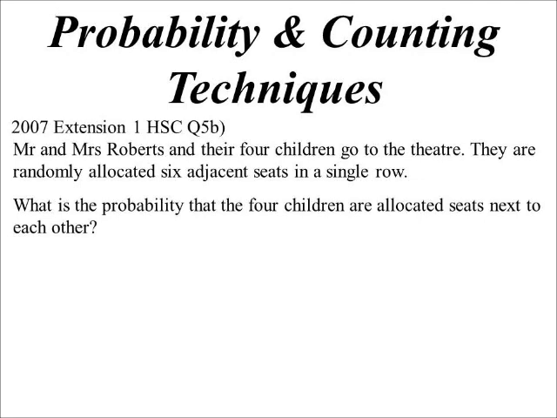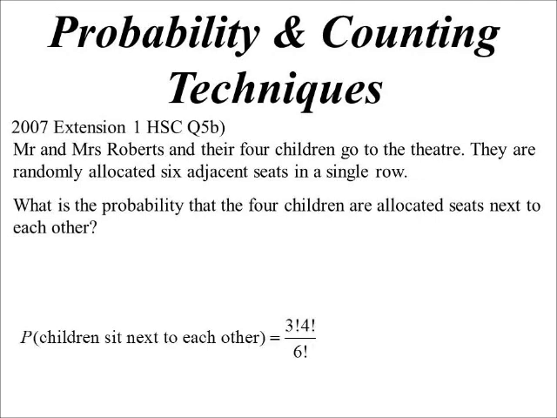2007: Mr. and Mrs. Roberts and their 4 children go to the theatre. They are randomly allocated 6 adjacent seats in a single row. Find the probability that the 4 children are allocated seats next to each other. So I guess the first question we have is: is it a permutation or a combination? Is order important in this one? In this case, it is, because of all the different ways they can arrange, the order that they're sitting in could make a difference. We want seats that are next to each other.